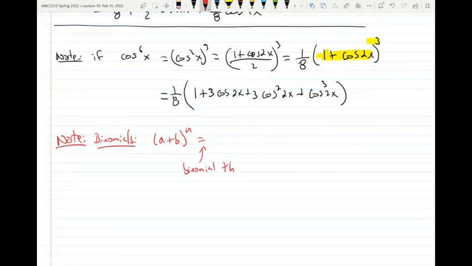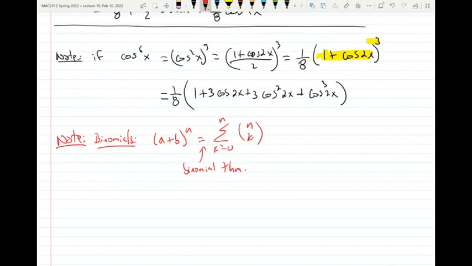This is called the binomial theorem. It tells us this. This is the sum from k equals 0 to n of the following: n choose k. Okay, this is a combination. These are called the binomial coefficients. I'm going to explain how to get these numbers. But what's important is what I'm about to write here.